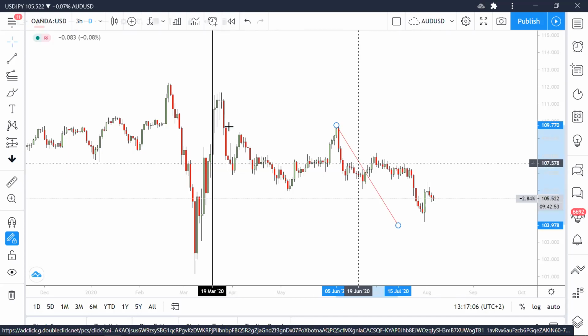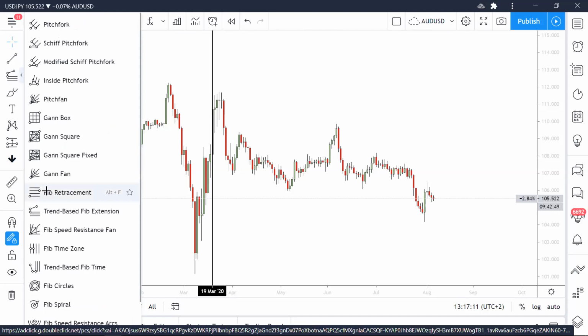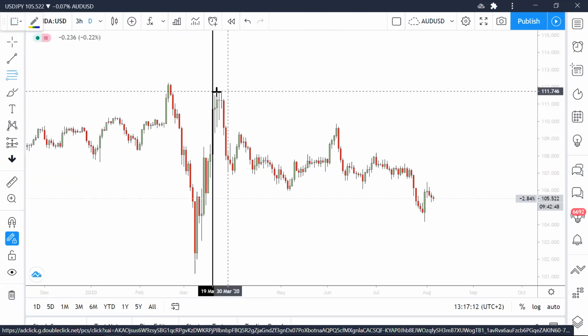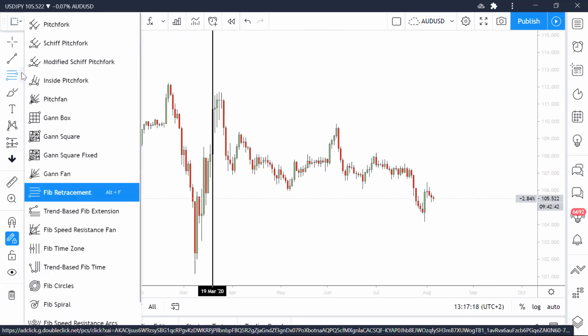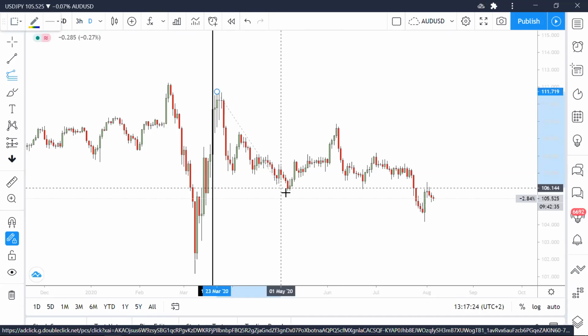Now that's one thing that I've looked at. And then the other thing I've looked at was in terms of our cipher pattern. We do have a possible cipher pattern that is actually playing out right here. Now, if I take my fib extension again from this top here down to the bottom here.